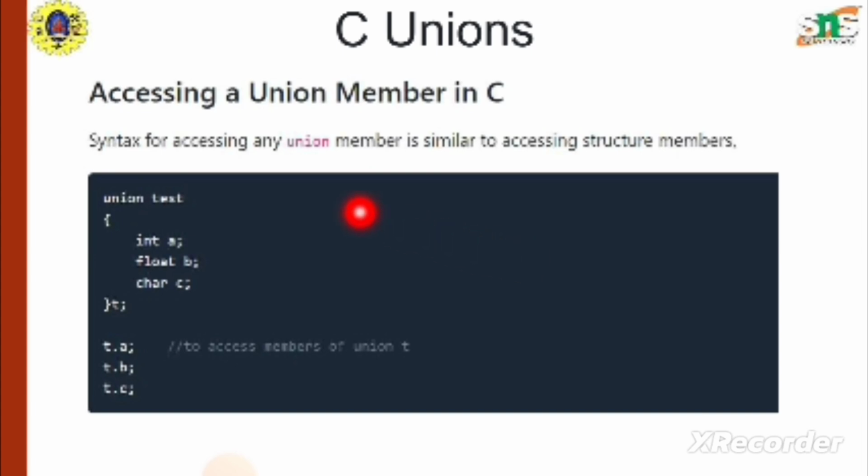So, accessing a union member in C: the syntax for accessing any union member is similar to accessing structure members. We need a variable to access the members inside this union. So T is the variable which is used to access the members of the test union. So T dot A, where A is a variable inside the union test. If I want to access this variable A, I have to use this union variable T along with the dot operator. So T dot A, T dot B, T dot C. This is the example for accessing a union member in C.